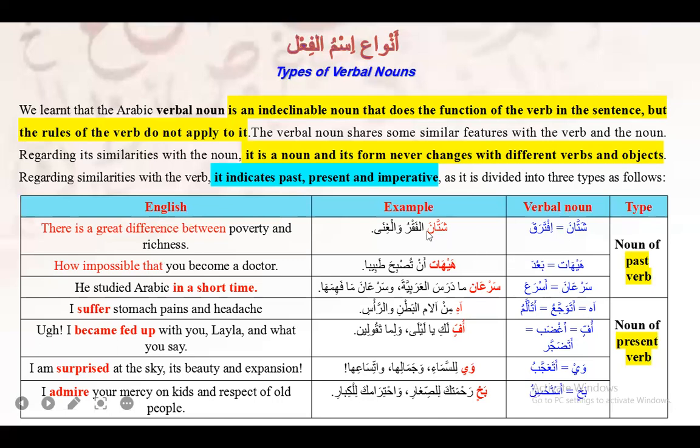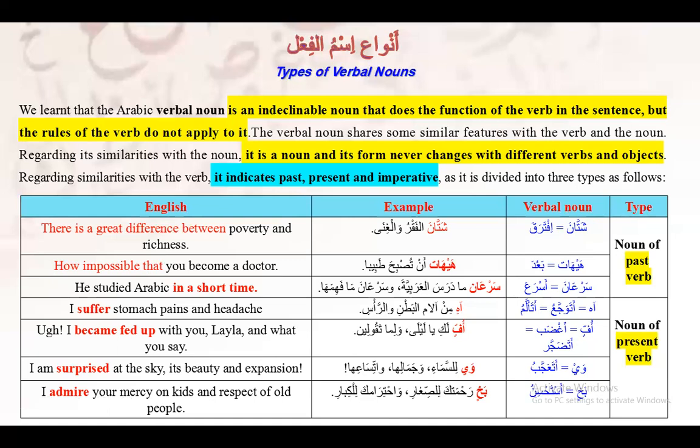Here شتان الفقر والغنى means there is a great difference between الفقر والغنى. See the meaning? There is a great difference between all this. Only the meaning of شتان here is more intensive when you use the verbal noun. We have some verbal nouns in the past, we have some in the present, we have in the imperative.